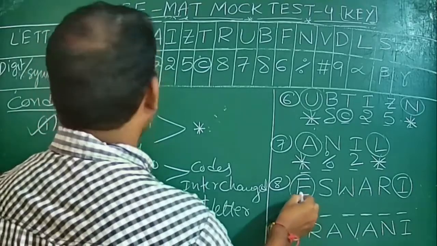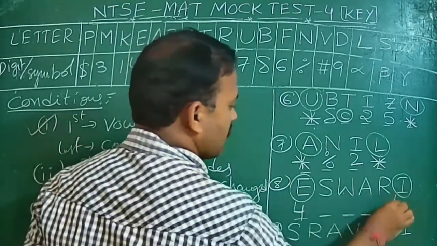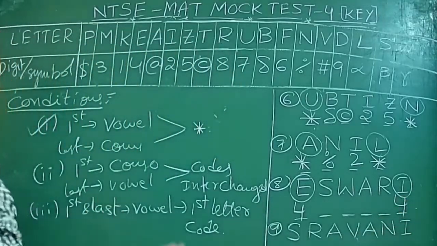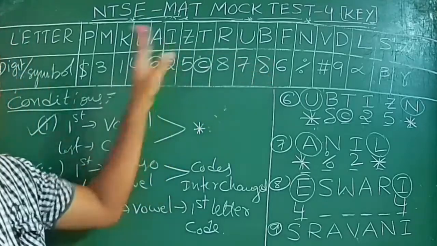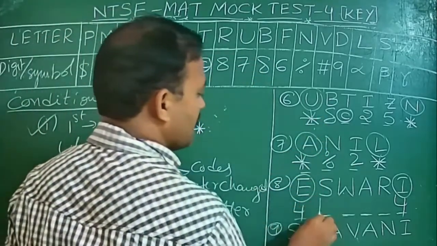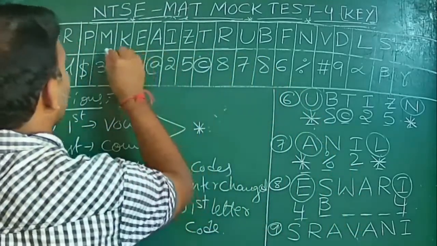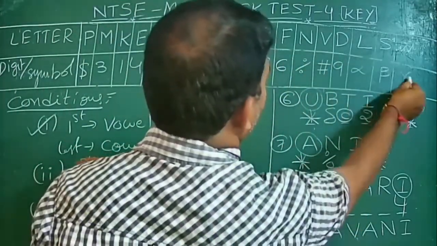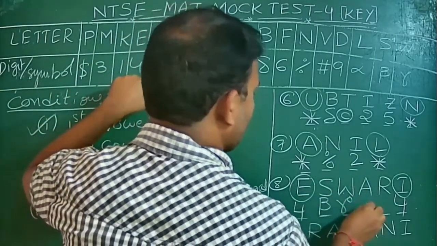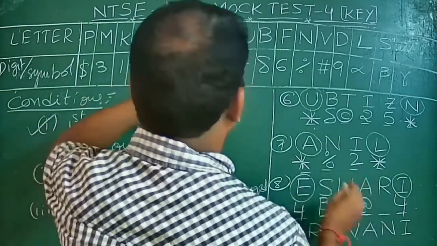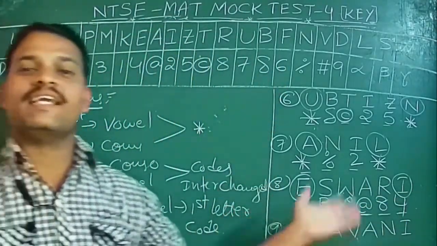E. What is the E code? 4 only, no? So that's why in the first and last positions it must also be 4 only. So for the remaining letters we have to follow this table. F is nothing but beta, and W is nothing but gamma, A is nothing but at the rate of, and R is nothing but 8. So this is the code for the 8th question.